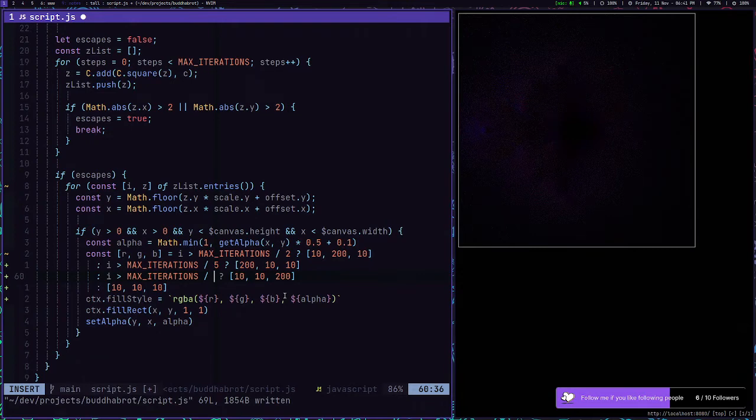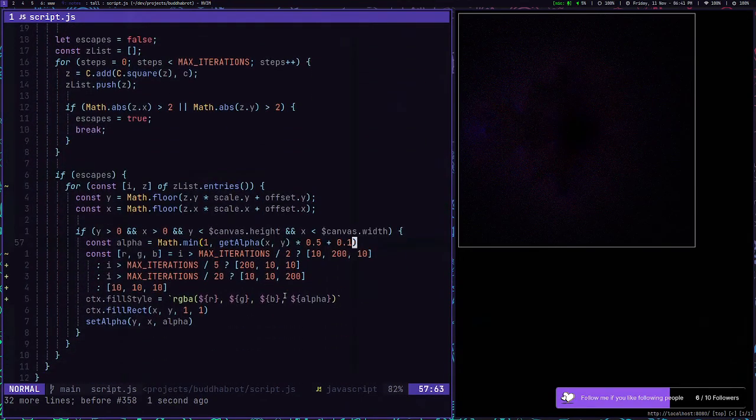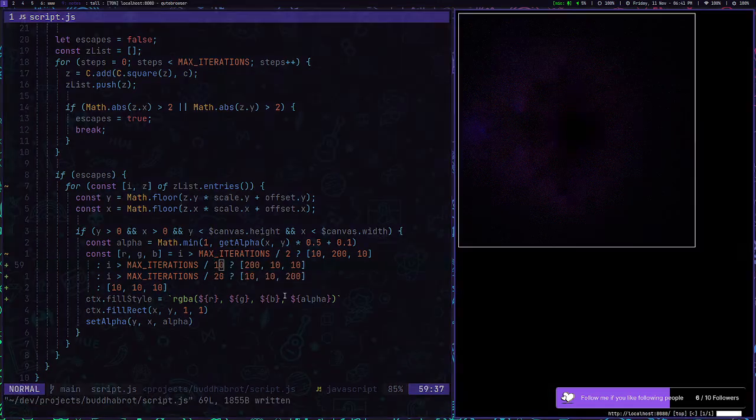Just 1 second. Oh wait, let me just do this and then I need to see if my dog is fine. Yes, more red. Just 1 second. I'll be right back.